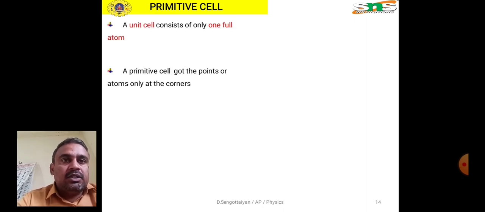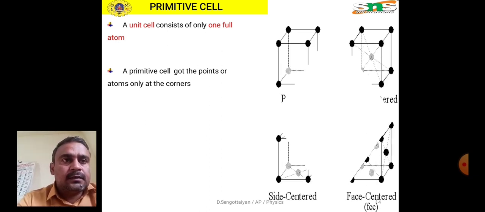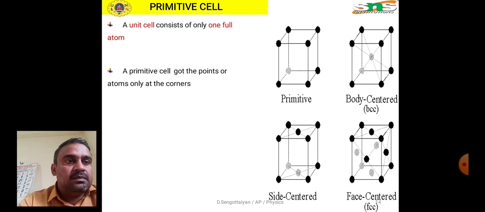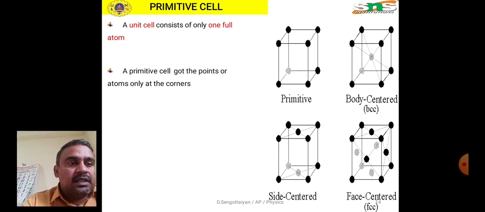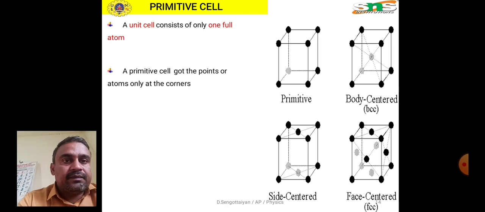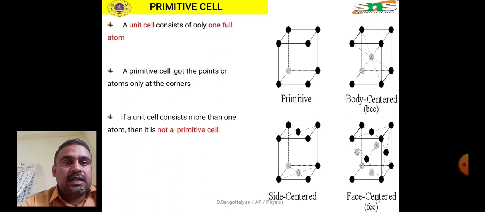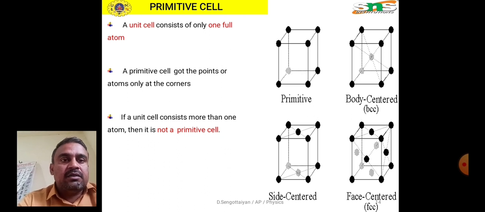A primitive cell is a unit cell that consists of only one lattice point, that is, only one full atom. There are 3 different types of cubic crystal structure. The first is primitive, with lattice points at the corners only; then body centered, with lattice points at the corners and body center; then face centered and base centered. If a unit cell consists of more than one lattice point, it is called a non-primitive cell. That is the difference between primitive and non-primitive cells.